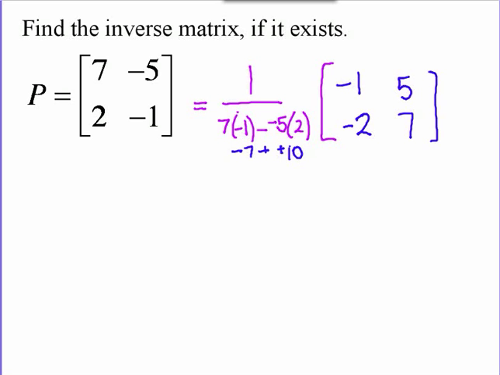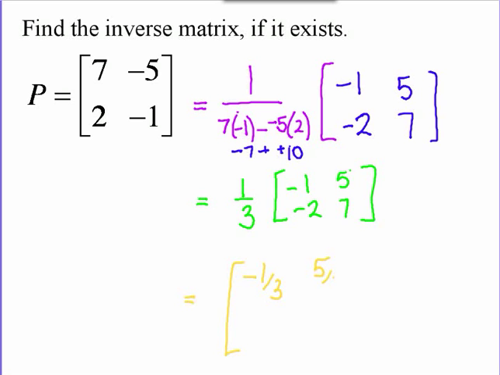Now what we need to do is actually calculate that. So in my fraction, I have 1 over what? 3. And so I'm going to take 1/3 times each of those individual terms, and now you're going to see why you get fractions. So my inverse is actually going to be -1/3, 5/3, -2/3, 7/3. You're going to find a lot when you take the inverse, you are going to get some fractions, and they might be some really funky fractions. And that doesn't mean you've done it wrong.